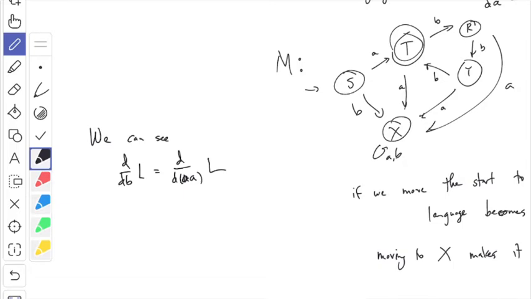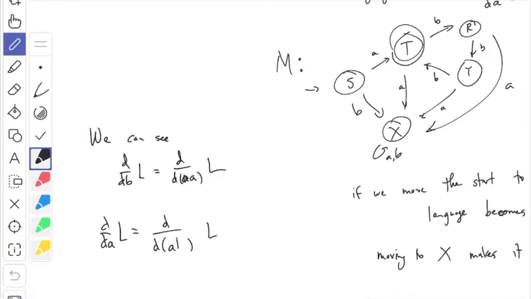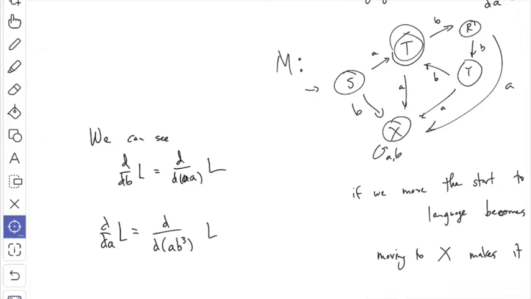For example, the derivative with respect to A of L is the same as, can anyone give me another derivative which is the same in this example? So A moves you to T. Can you give me another string whose derivative will be the same? Yeah, A, B, B, B. All right, A, B cubed. These must be the same derivative because doing A ends you up at the same place as doing A followed by B cubed, right? They both end you up at T. And so those derivatives must be the same.